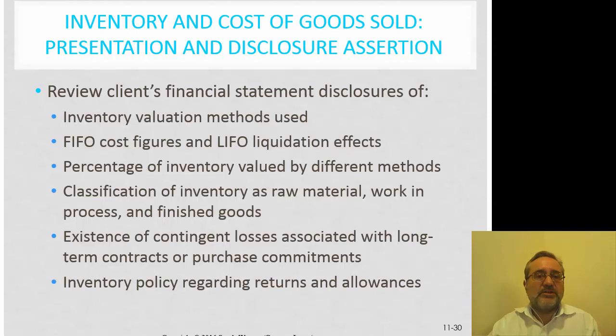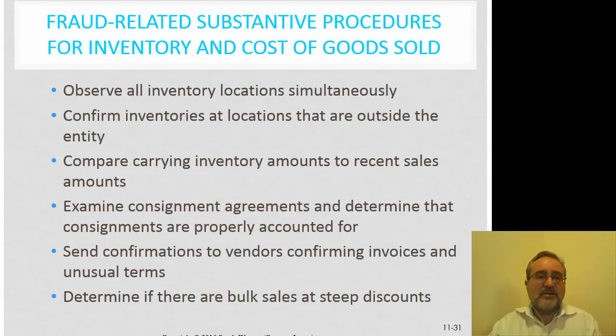When we're considering presentation and disclosures, we need to understand that the financial statement disclosures are going to talk about the inventory valuation method, whether it be FIFO, LIFO, the percentage of inventory valued by different methods, and classification of inventory. We certainly would be interested in determining if in fact they changed methods regarding the standard FIFO, LIFO, or average costing, and looking for inventory policies regarding returns and allowances.